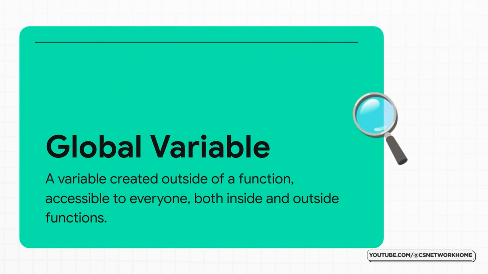So first things first, let's talk about the global variable. The easiest way to think about this is to imagine it's like a public announcement board. You write something on it out in the main area of your code, and pretty much anyone, any function, any part of your program can walk by and read what it says.